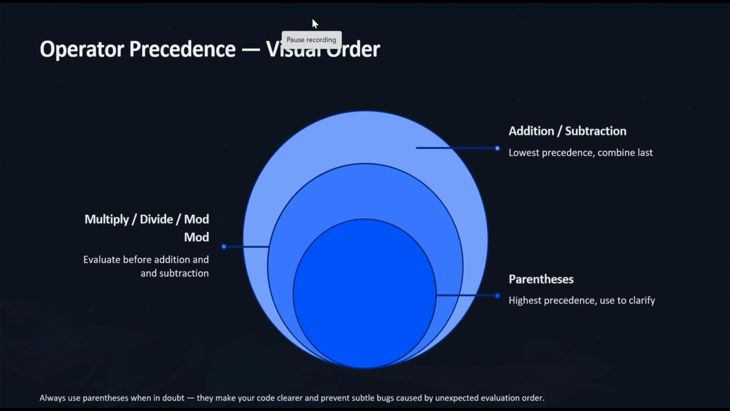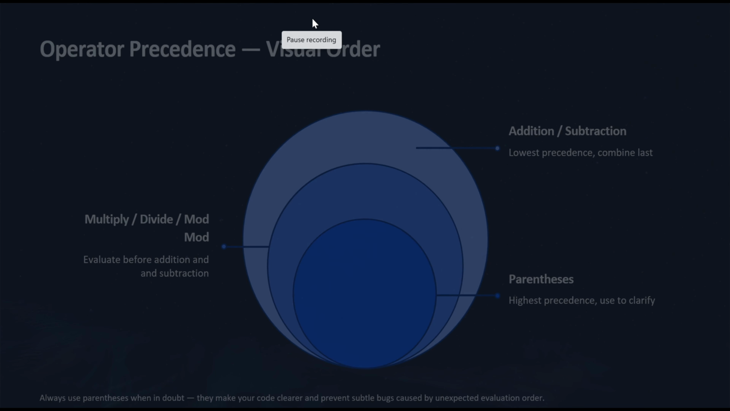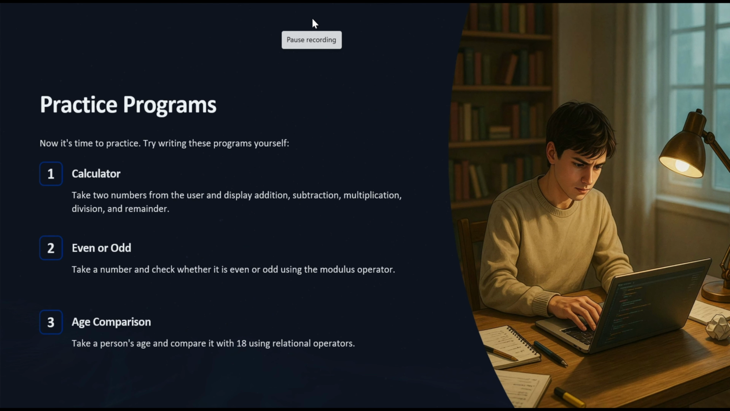Operator precedence, visual order: addition and subtraction have the lowest precedence and are combined last; multiply, divide and modulus are evaluated before addition and subtraction. Parentheses are used to clarify. Always use parentheses when in doubt. They make your code clearer and prevent subtle bugs caused by unexpected evaluation order.